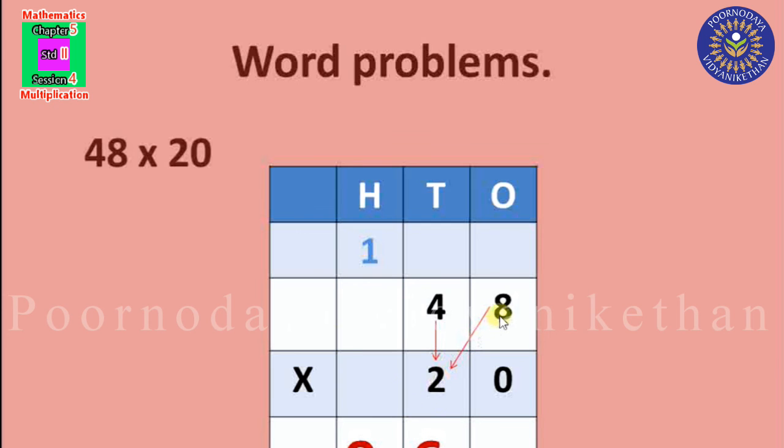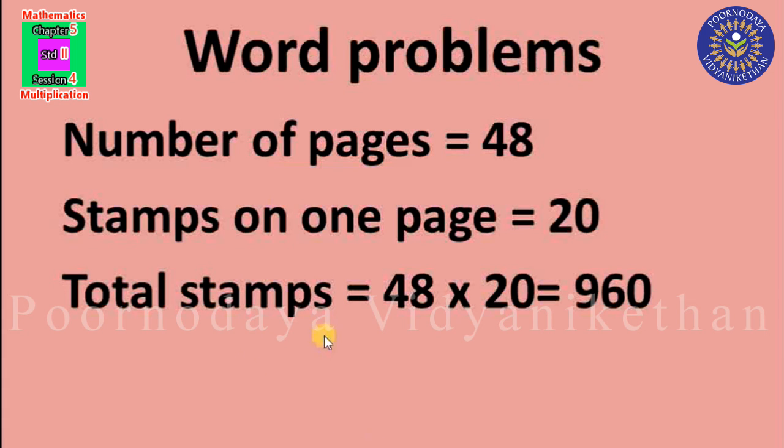First you have to multiply 8 into 2. 8 2's are 16. Carry 1. 4 2's are 8. 8 plus 1, 9. Then you have to put the 0 here. Isn't it? Add the 0 here. You will get 960. The answer 960. Clear? So, the total stamps is equal to 48 into 20 is equal to 960 stamps.